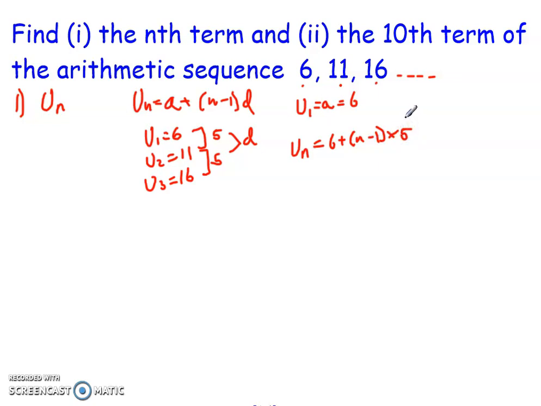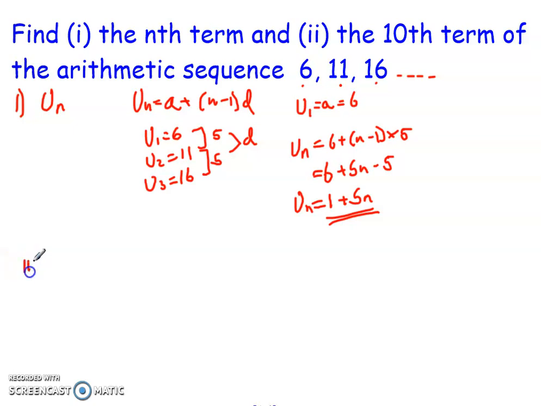times 5. Now that looks like a bit of a mess, but I want to write this as simply as I can. So I'm going to multiply out the bracket and simplify everything as much as possible. That's going to be 6 plus 5n take away 5. So my nth term is going to be given by 1 plus 5 times n. That is the formula for the nth term of my sequence.